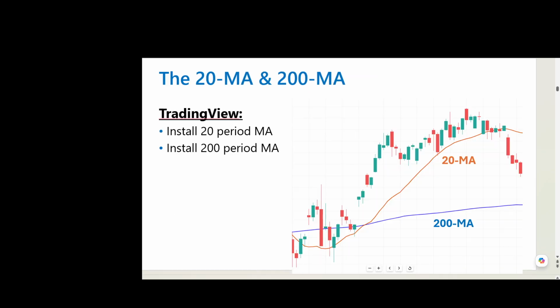Now, in order to do that, we need to have our 20-period moving average and our 200-period moving average installed on our chart. So you'll want to go ahead and do that. There is a lesson in the course on how to do that. And that's how we determine this whole analogy of the coastline and surfing the waves and everything. Everything wraps around the 20 and the 200, so we want to keep on that. So that's the next thing to do.